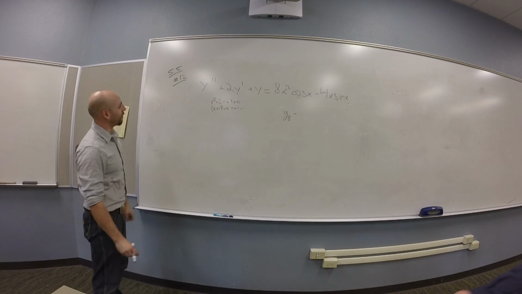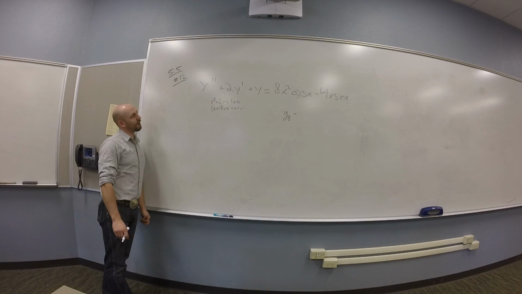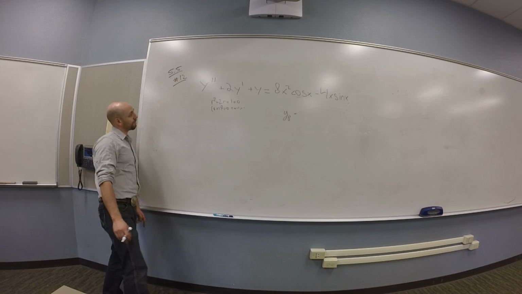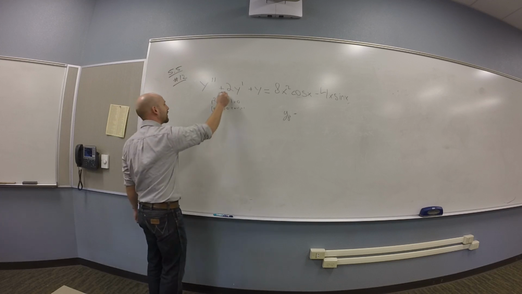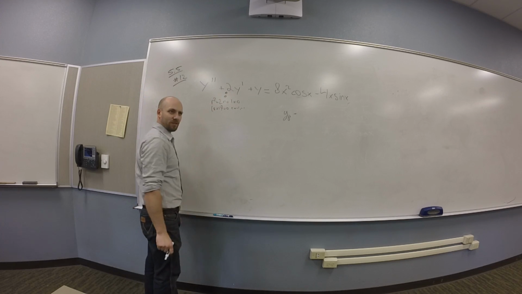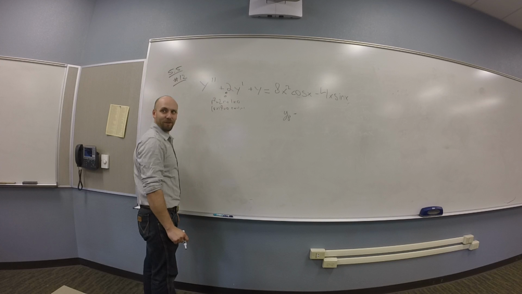All right, so for number 12 in 5.5, we start with y double prime plus 2y prime plus y equals 8x squared cosine x minus 4x sine x. And we have an auxiliary, or what do you call this thing with the r's? Auxiliary, I think. Auxiliary is the right word for that?